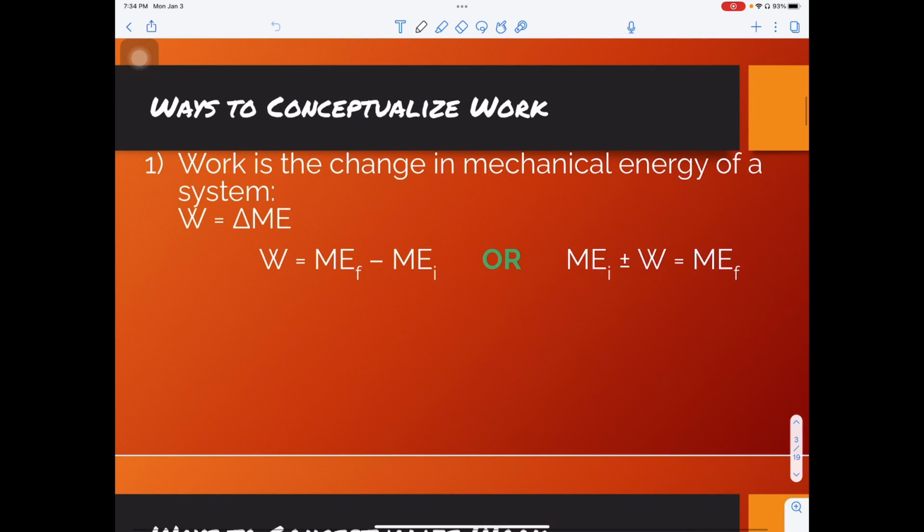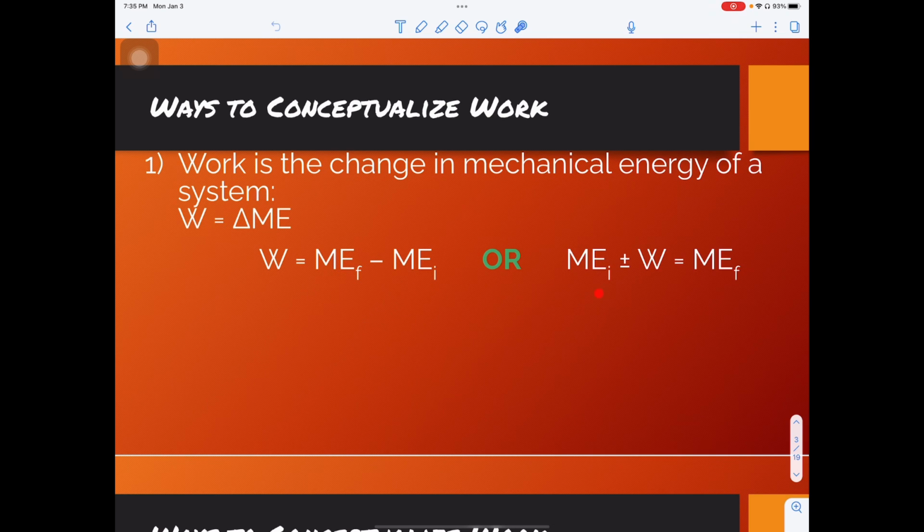So there are a couple of different ways to conceptualize the concept of work. I've already given you a couple, and we're going to review them. The first way to think about work is that it is the change in mechanical energy of a system, or in other words, work is equal to the change in mechanical energy. And mechanical energy, we've looked at three types: elastic potential, gravitational potential, and then kinetic. So one version of the equation is W is just equal to the mechanical energy final minus the mechanical energy initial, and this is all of them.